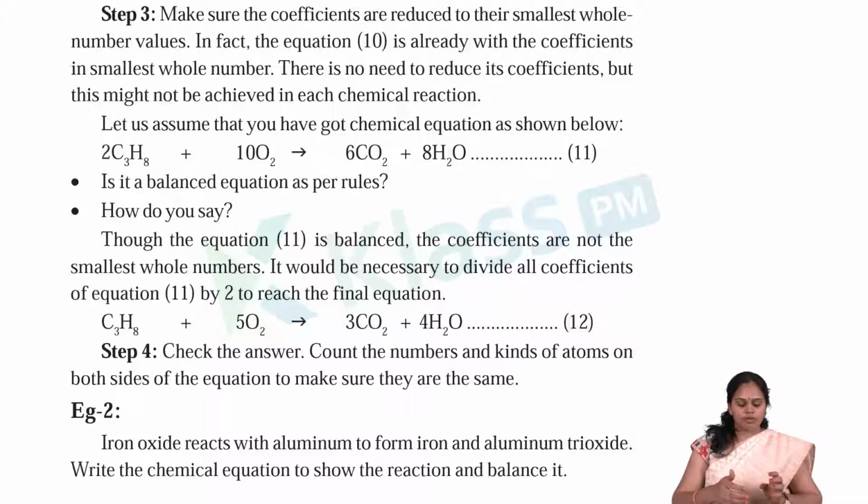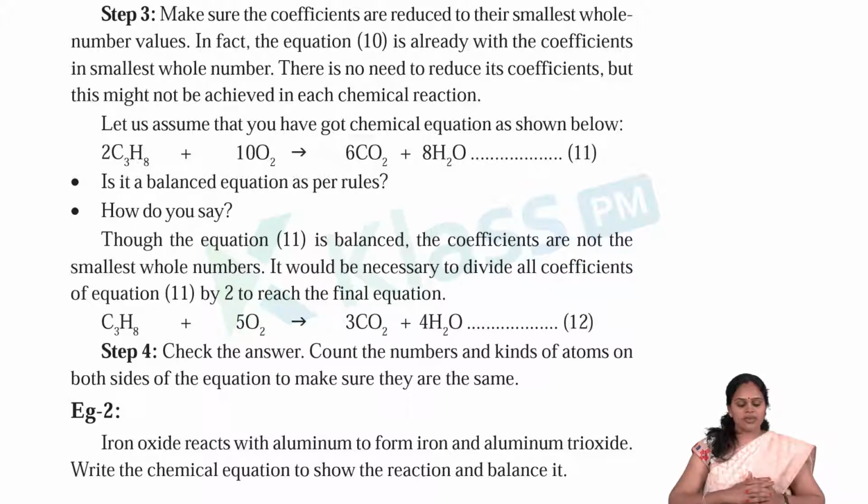Let us assume that you might have got a chemical equation like below, that is 2C3H8, 10O2 and 6CO2 plus 8H2O. If you got the chemical equation like this, it can be simplified into its smallest whole numbers by dividing by 2. If you divide the whole equation by 2, the 2 gets cancelled, 2 5s are 10 for O2, 2 3s are 6, 2 4s are 8. The equation we will get is the previous equation, that is C3H8 plus 5O2 gives 3CO2 plus 4H2O.